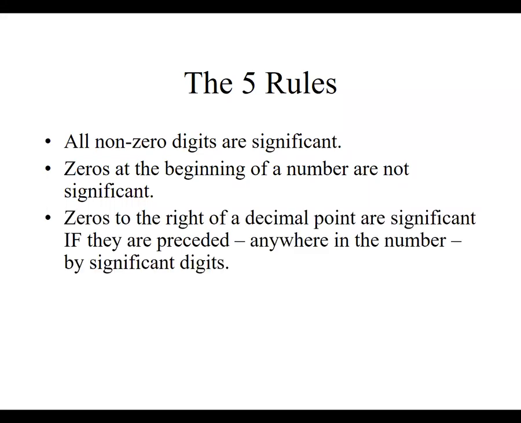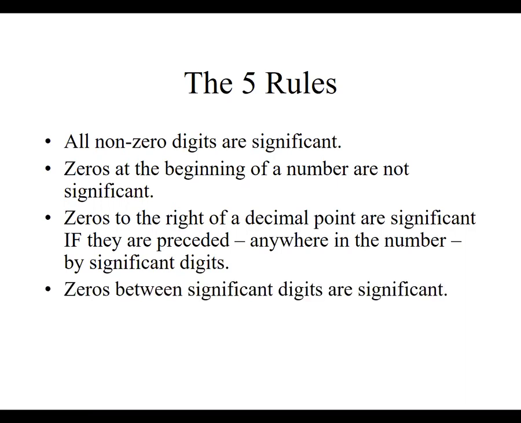Okay, the next rule tells us that zeros to the right of a decimal point are significant if they are preceded anywhere in the number by significant digits. I will wait to delve into that when we get to the examples, and I think the example will make it clear. But notice that zeros to the right of a decimal point may or may not be significant because there's an "if" in there. They're significant if they're preceded anywhere in the number by significant digits. But what if they're not? Then they're not significant.